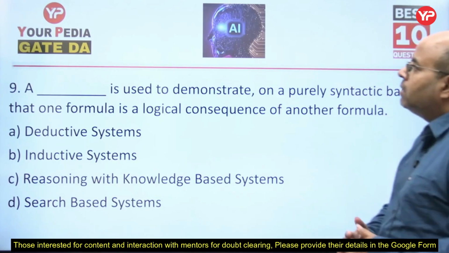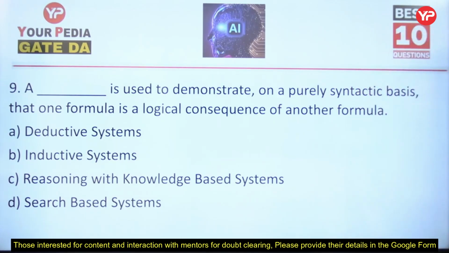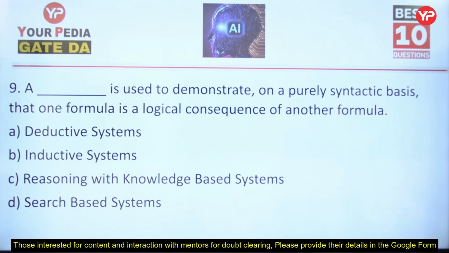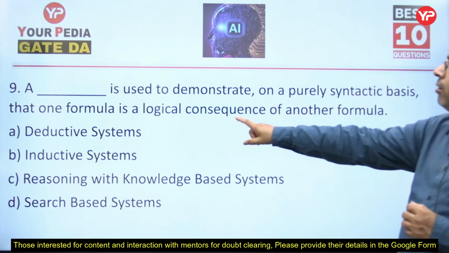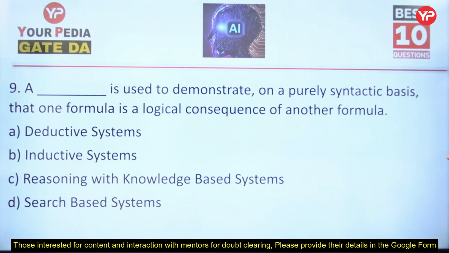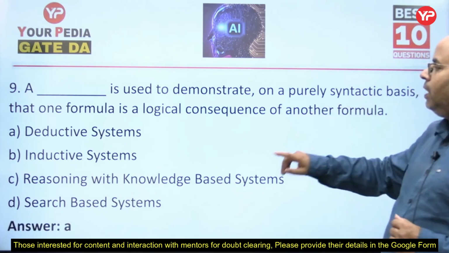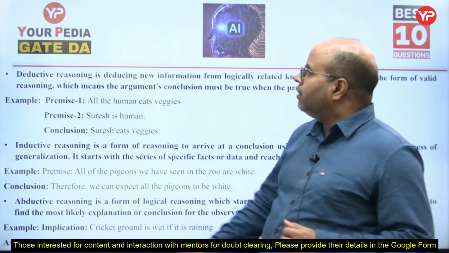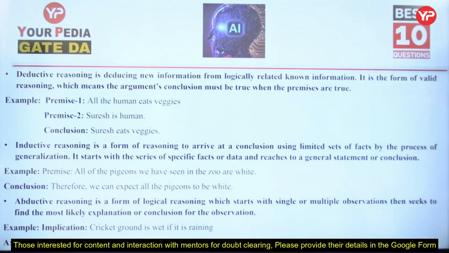Now the next question is: which is used to demonstrate, on a purely syntactic basis, that one formula is a logical consequence of another formula? So we are going to use deductive systems. The answer is A, deductive. Now let's see how many types of reasoning there are in AI, six types. Deductive reasoning is deriving new information from logically related known information. It is a form of valid reasoning, which means the argument's conclusion must be true when the premises are true.